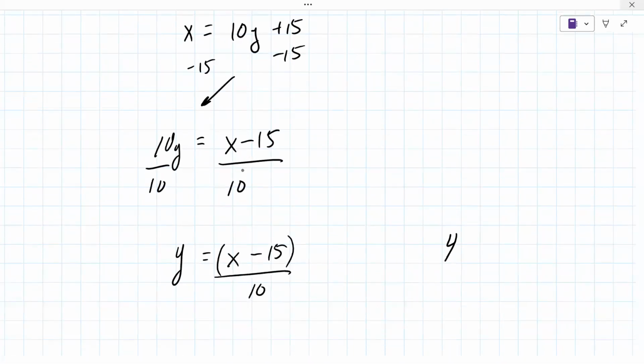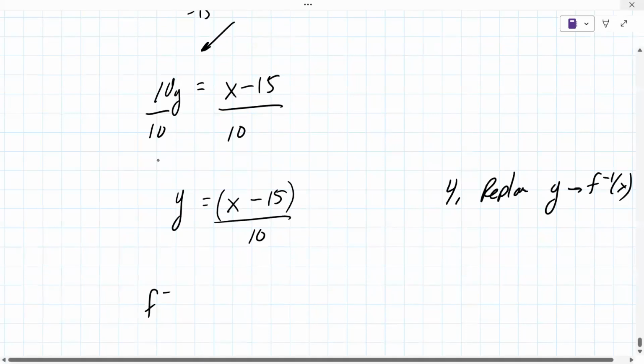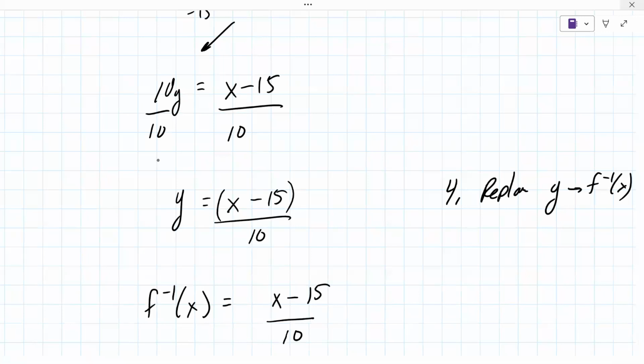Final step 4 is to replace y with f inverse of x. So the correct notation, especially if you're doing this on a pencil and paper test, is this.